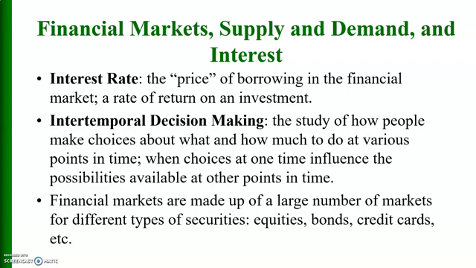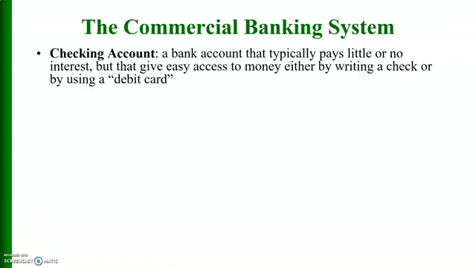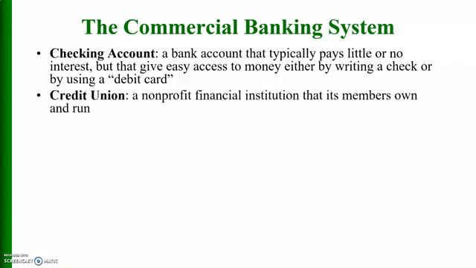Financial markets are made up of a large number of markets for different types of securities, including equities, bonds, credit cards, etc. Each financial asset is a substitute for every other financial asset. A checking account is a bank account that typically pays little or no interest, but that gives easy access to money either by writing a check or by using a debit card.